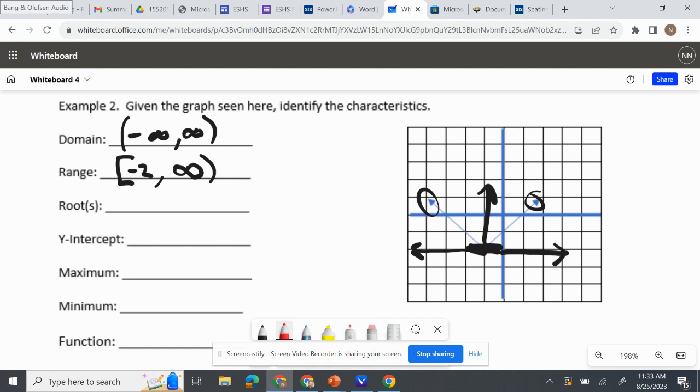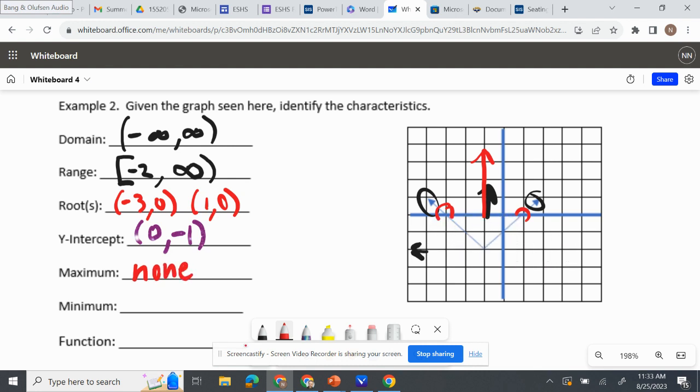The reason that it's a parenthesis is that we never get to infinity. Now, finding the roots would be the x-intercepts. So I have -3, 0, and I have 1, 0. Next thing I'm going to do is find my y-intercept. The y-intercept is where it crosses the y-axis, which is at -1. So I have 0, -1. Now the maximum is the highest value. Since it keeps on going up, there would be no maximum. The minimum we actually have. If we look at our graph, we see that we have a lowest point. And we're going to write the ordered pair, -1 and -2.